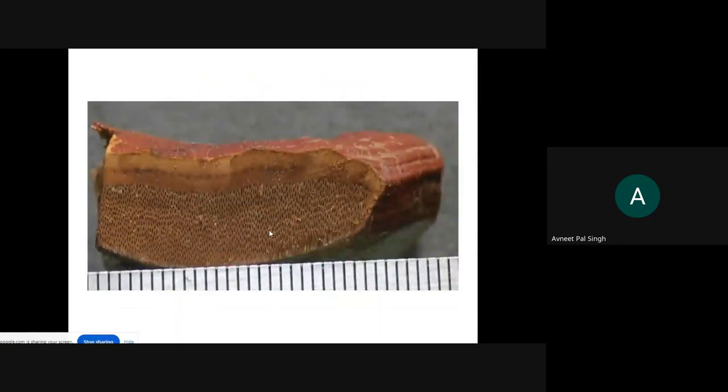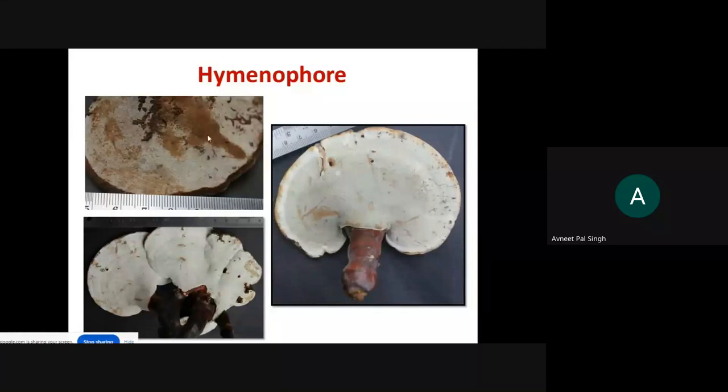See, this is more elaborate. This is the context. You can see there's a light colored zone, there's a dark colored zone, and this is the cuticular crust. And these are the tubes which open through those pores. So you note this down, then you work on the hymenial surface, the lower surface, where we have the presence of pores: color, number of pores, shape of pores.